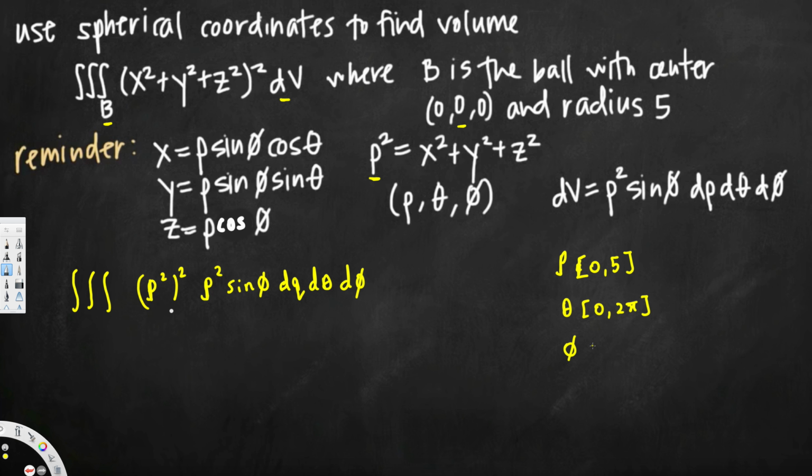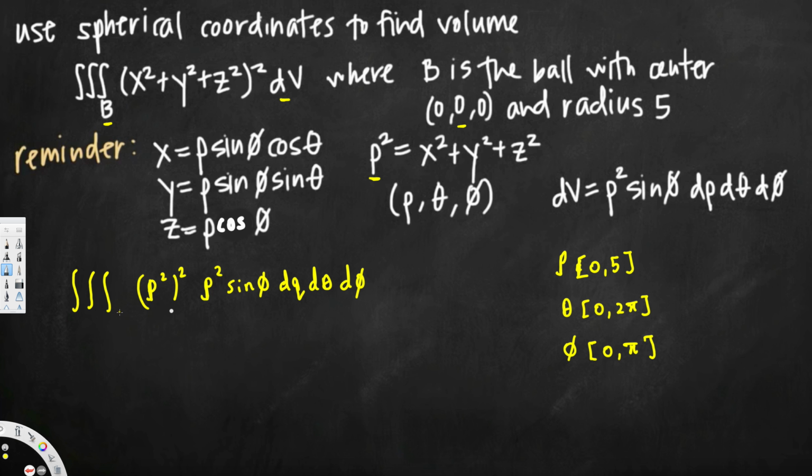Now let's look at the limits of integration for phi. For phi it's going to be the positive direction of the z-axis and the line segment formed between the origin and our coordinate point. That's going to be just 180 degrees right here. So that's going to be 0 to pi.